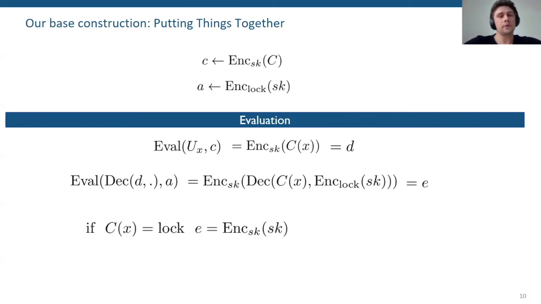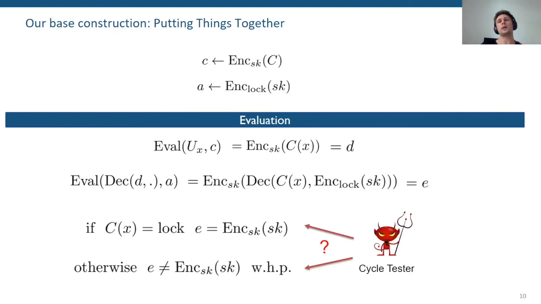Note that if C of X is equal to the lock value, then the ciphertext E is actually our key-dependent message ciphertext. Otherwise, it is going to be a different ciphertext, and our cycle tester is supposed to be able to differentiate between these two.